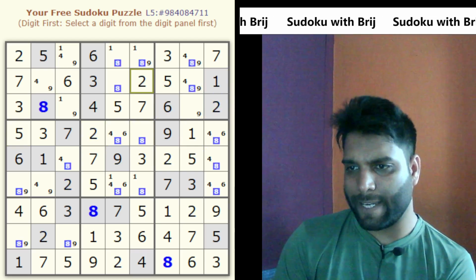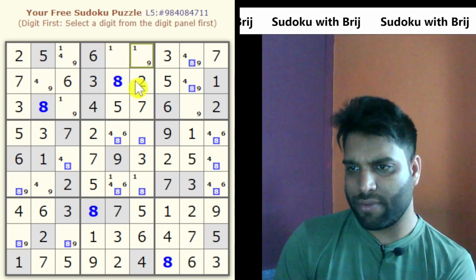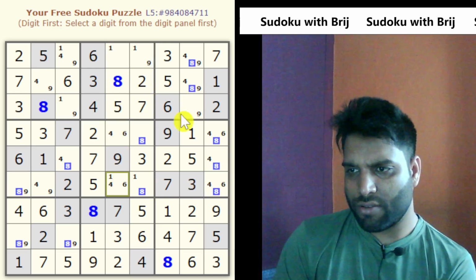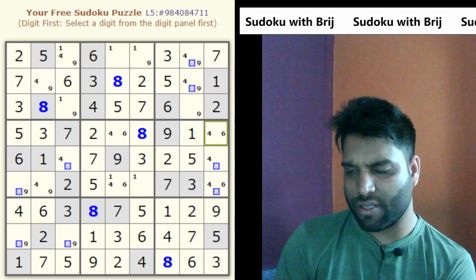Let's move on to 8. There is a naked single of 8. So 8 can be eliminated from these cells. Now there is a naked single of 8 in this cell. So 8 can be eliminated. 8 can be eliminated.